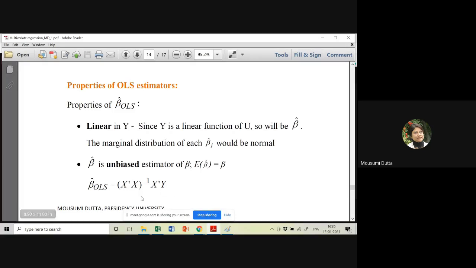I expect everyone has pen and paper. So try to check the unbiasedness property on your own. Please write down this value: beta hat OLS is equal to x prime x inverse x prime y.